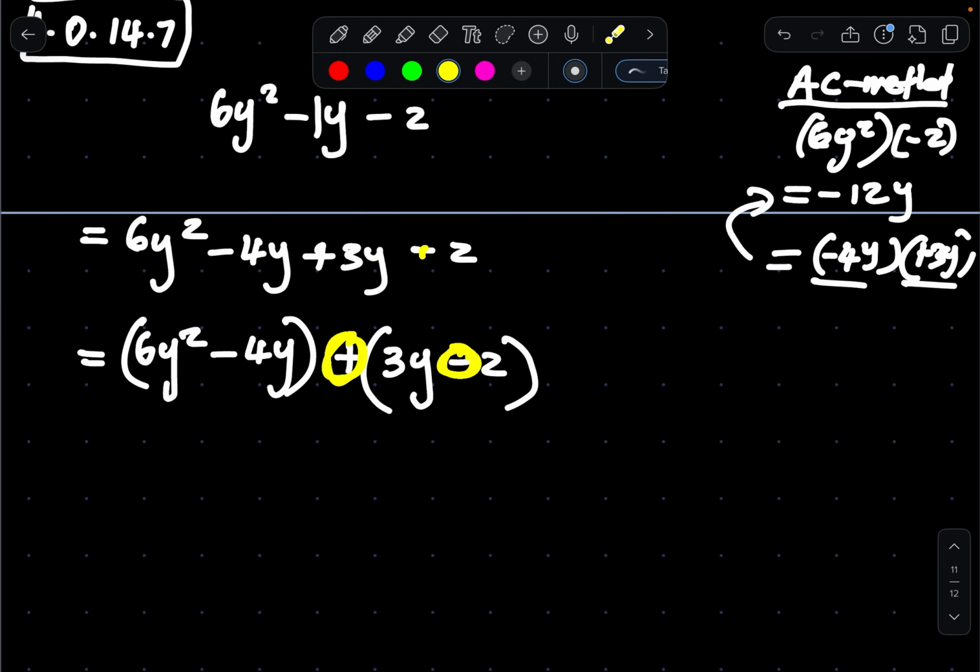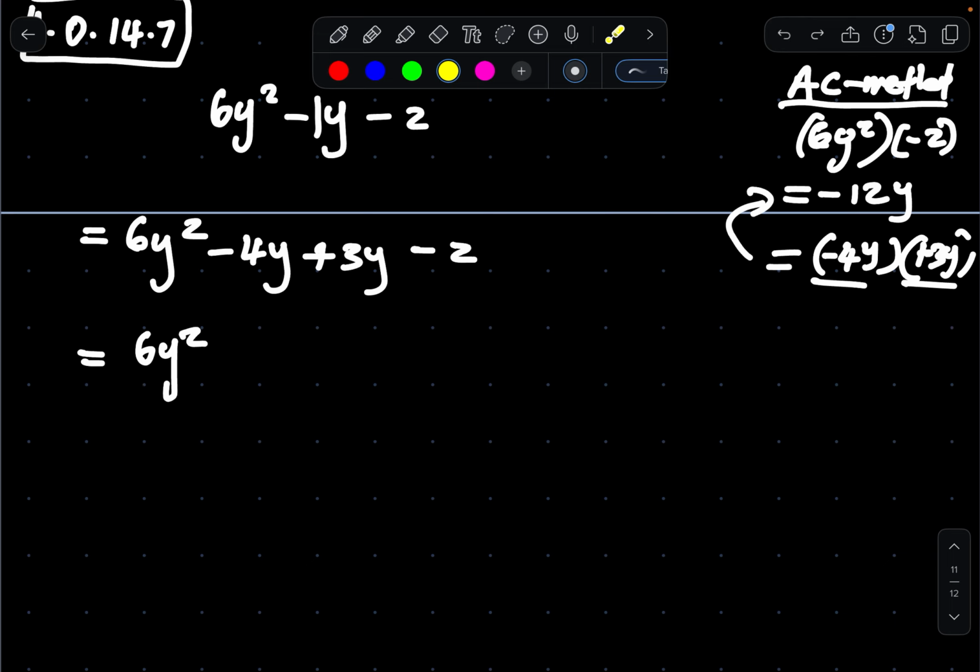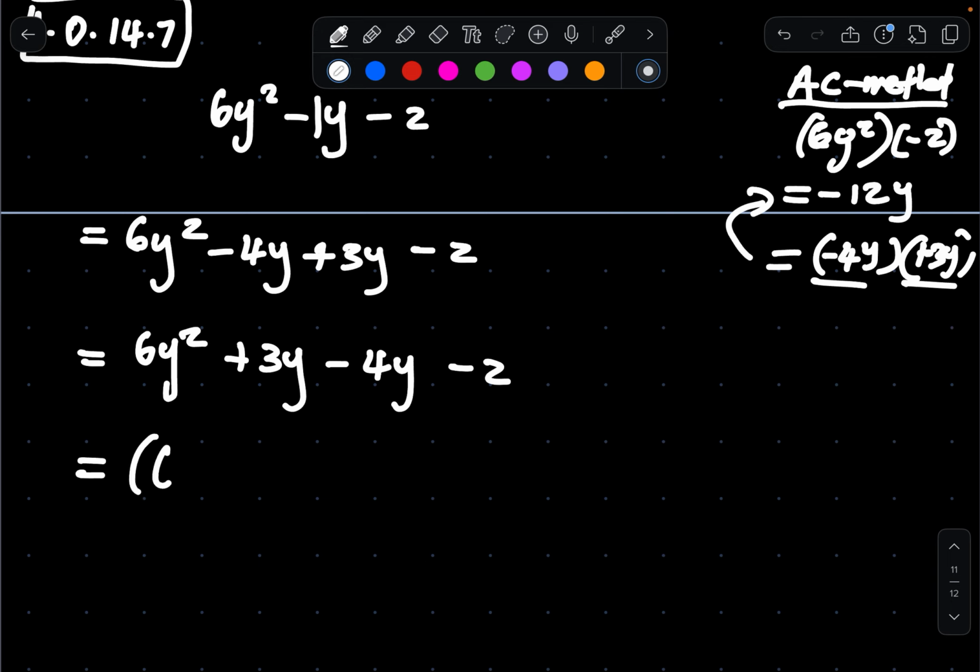Positive times negative must give you that negative, which is true. Positive and negative will give you a negative. All right? Sharp. But now I want to show you something important. Remember, some learner could have written this as plus 3y and minus 4y minus 2. It doesn't matter which one you write first. So my pair was going to be 6y squared plus 3y now. Then we have minus 4y. But here I cannot say minus 2. I have to say plus 2.